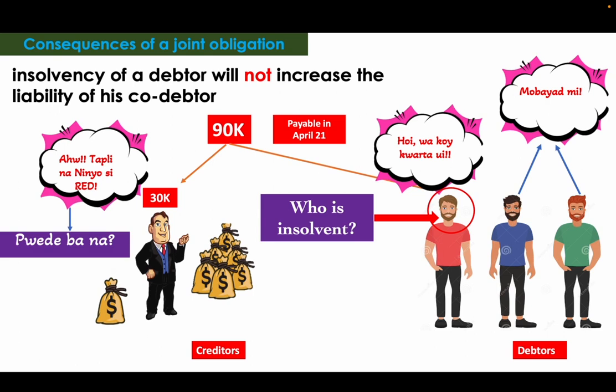Pwede ba na? Always remember, insolvency of a debtor will not increase the liability of his co-debtor. Remember kinsa ang insolvency? Red ra. Therefore, pwede ba nga taplan ni blue ug ni green si Red? The answer is no. Insolvency of a debtor will not increase the liability of his co-debtor. Since si Red dili makabayad, magpabilin ra gihapon nga 30,000 ra ang obligation ni blue ug ni green ngadto kang creditor. Timan ina ha. Insolvency of a debtor will not increase the liability of his co-debtor.